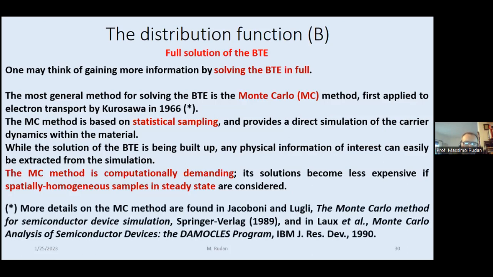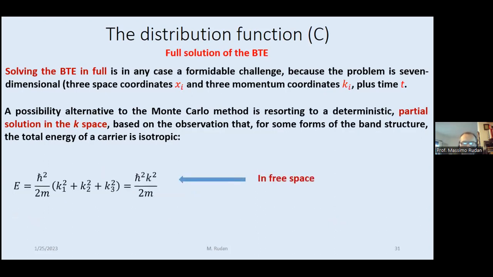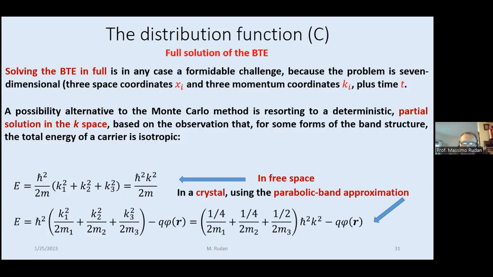Another way of solving the Boltzmann transport equation is trying to reduce the dimensionality directly in the equation, and this can be done starting from this observation that in free space, the relation between energy and k vector is isotropic. That is, the energy depends only on the modulus of the k vector. If we take the semiconductor, but we use the parabolic band approximation, after expressing the k vector in spherical coordinates and integrating over the angles, we see again that the relation is isotropic.